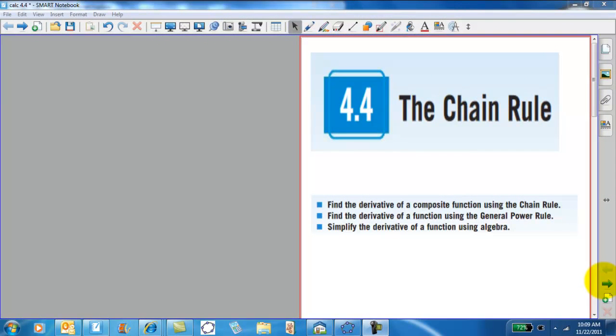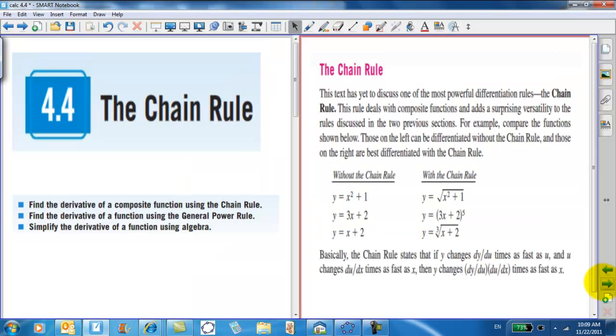Hello calculus students, here we are with 4.4, the chain rule, which is a way to greatly increase the variety of functions that you can actually take a derivative of. Because basically you break it up into parts. The chain rule is designed to deal with things like this on the right here. See how these are compositions of functions.